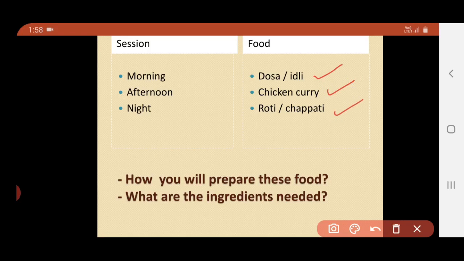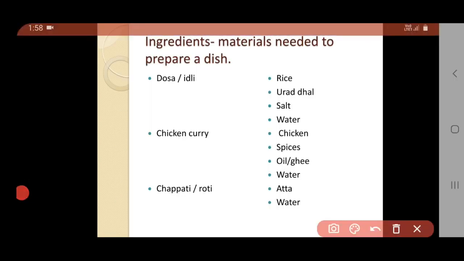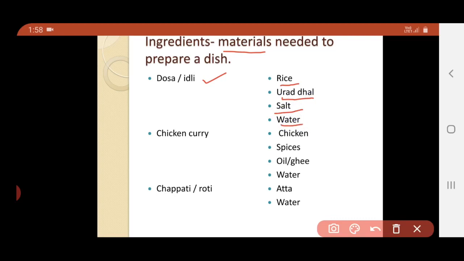So for a day we are having varieties of food items, right? So how will you prepare this food? What are the ingredients needed? Ingredients? What is ingredients? It is nothing but the materials needed to prepare a dish. What are the materials needed to prepare a dish? It is called ingredients. For example, for preparing dosa and idli, we need rice, urad dal, salt and water. So these are the ingredients needed to prepare dosa and idli.